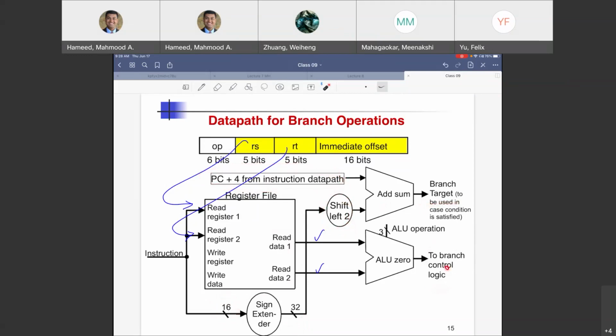Now, if this is 0, if the ALU result is inactive, then don't branch to that target address. Branch to just this, PC plus 4. If this guy is active, then update PC with the branch target. Questions?